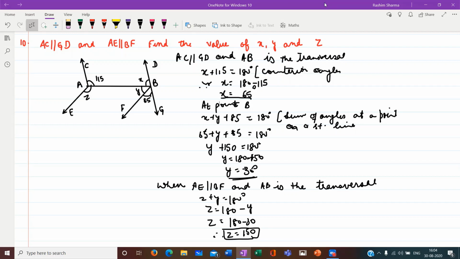With this, we have completed this exercise. Question number 8 is left, that you people can do on your own.